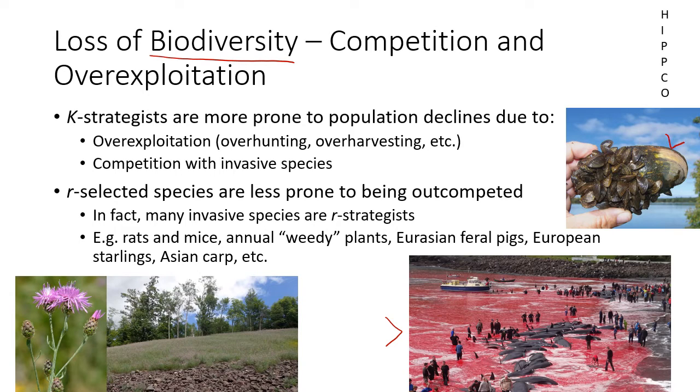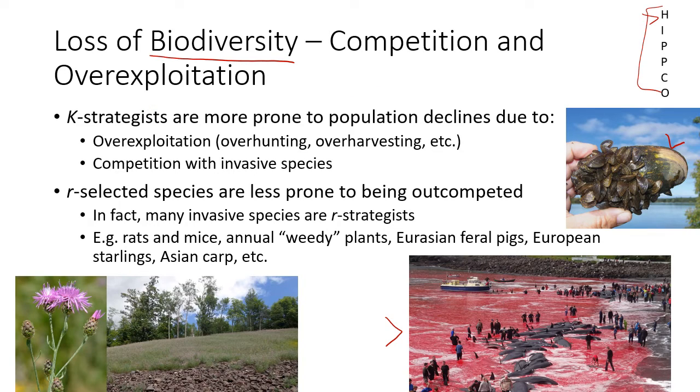So this native clam to the Great Lakes is being overrun by these small zebra mussels that are literally growing all over it. Okay. It could be due to climate change or to habitat loss, any of those things that we've talked about with HIPCO. Habitat loss is actually a big one because most of these K-selected species are large animals, and large animals need a lot of room to roam. They need large ranges. So habitat loss is going to disproportionately impact K strategists than it will R strategists. Okay?